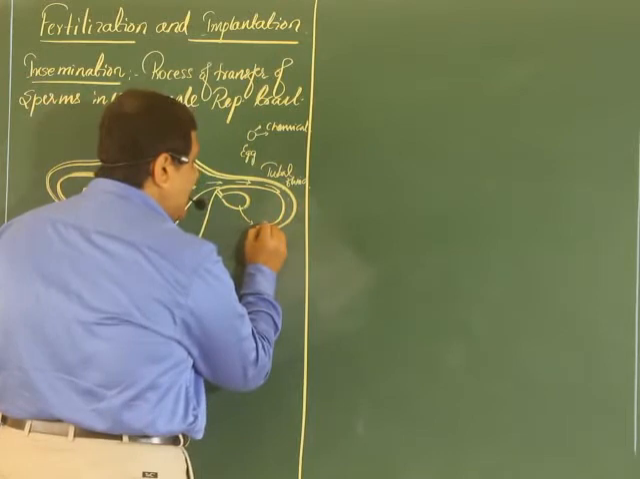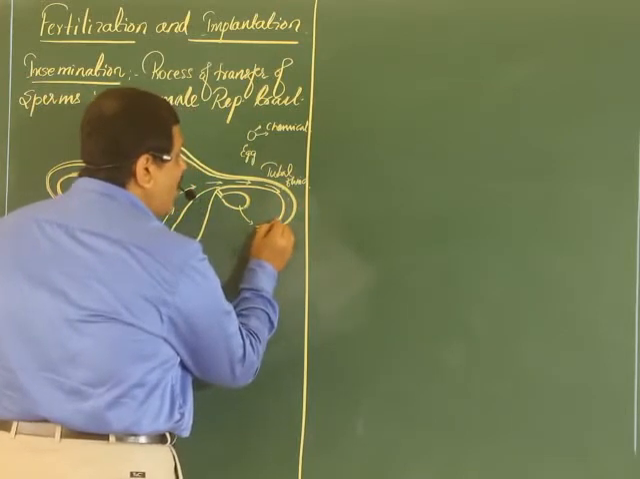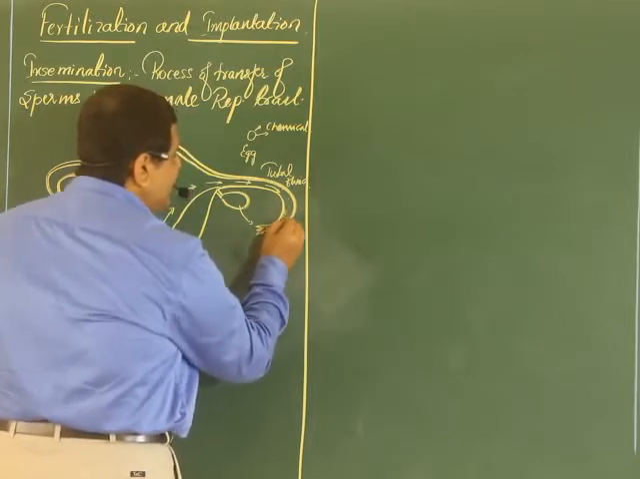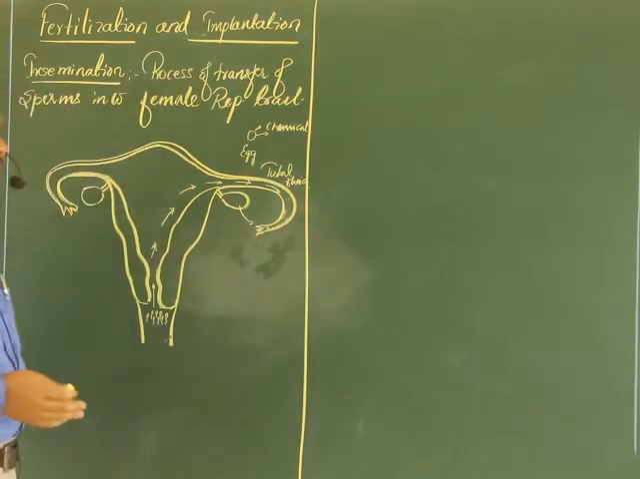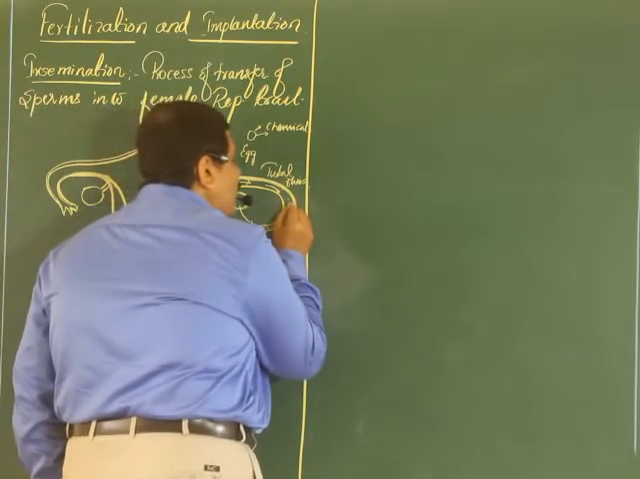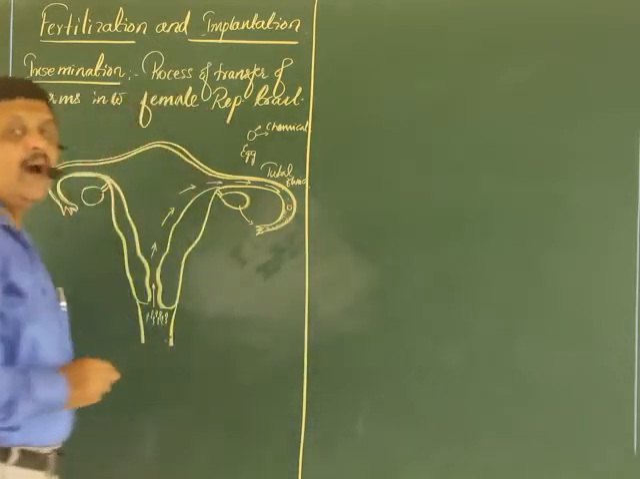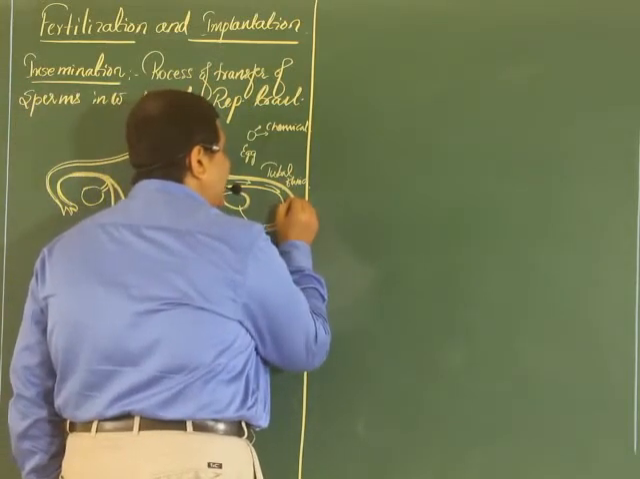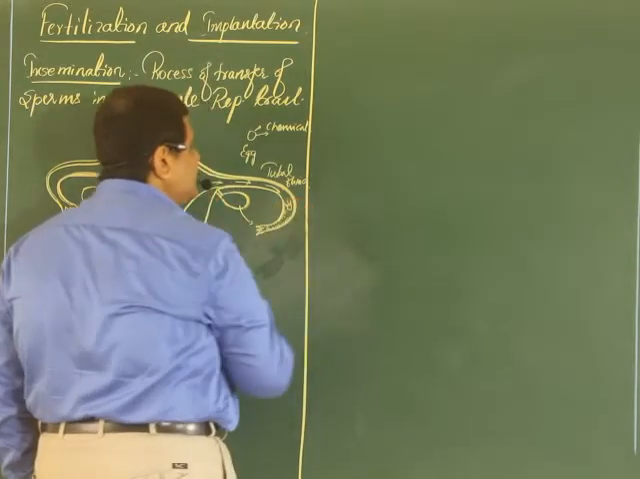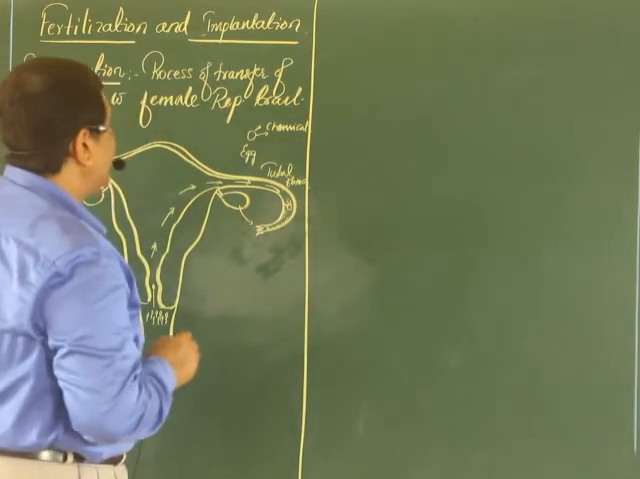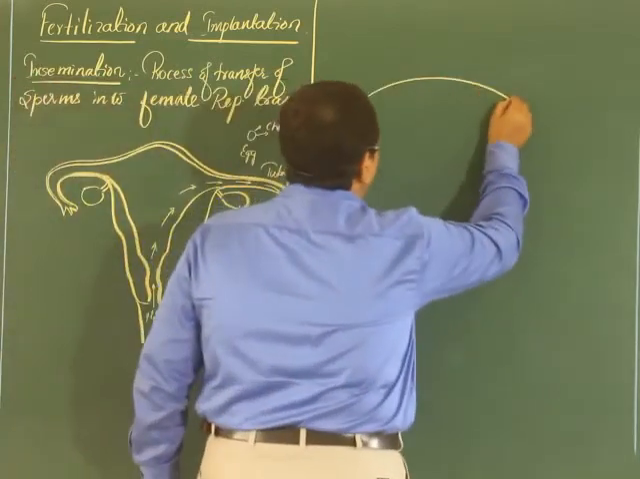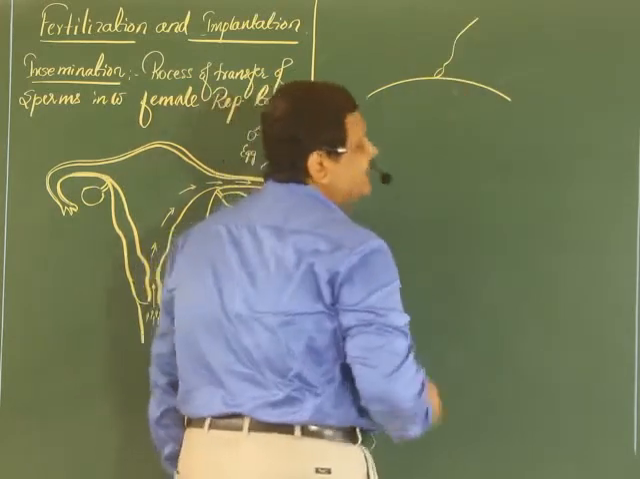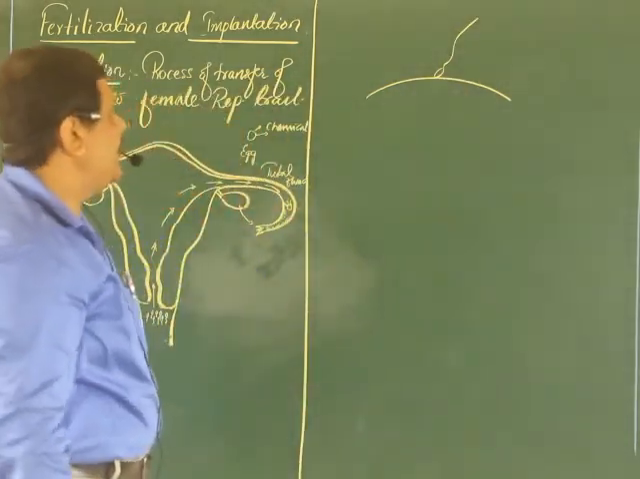At the same time, the wall of the fallopian tube has many hair-like structures, and these help to push the egg in an upward direction. The sperms encircle the egg, and the sperm which touches the egg surface at an angle of 40 degrees gets a better chance to enter inside the egg.